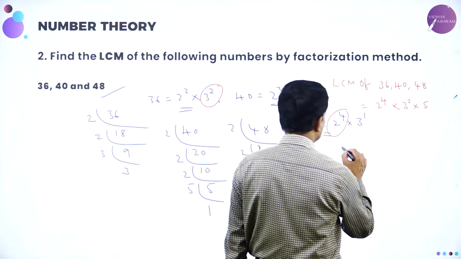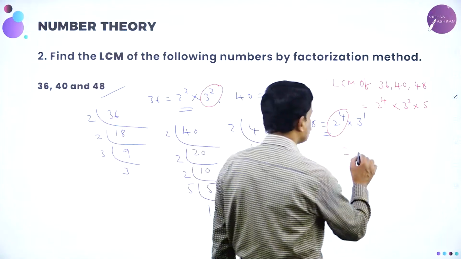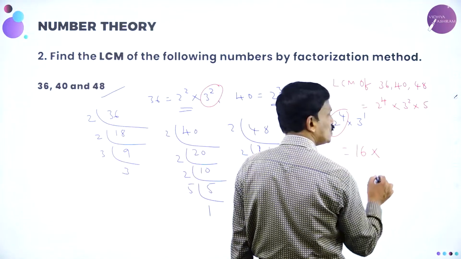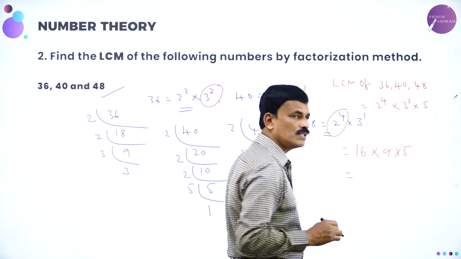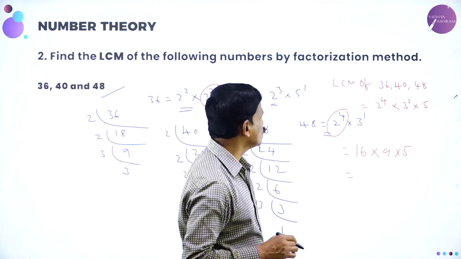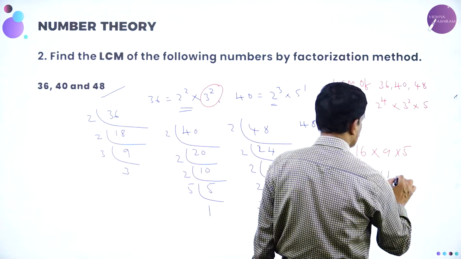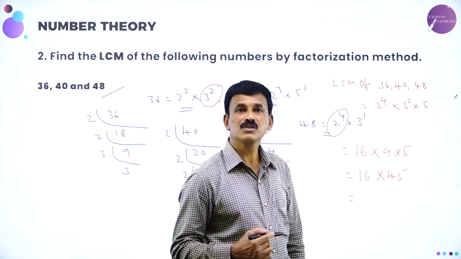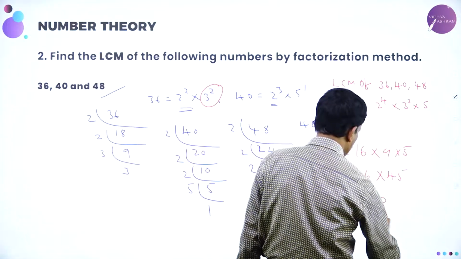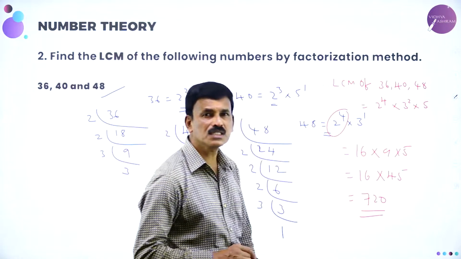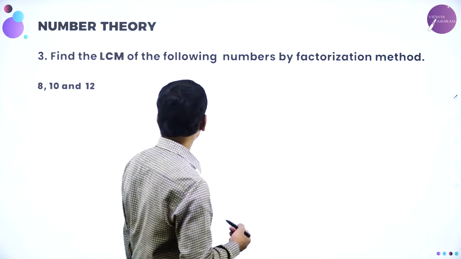So this can be written as 2 to the power of 4, 2 to the 4, 4 to the 8, to the 16, into 3 square is 9 into 5. So that is nothing but 16 into 9 into 5. 16 into 9, 5 nines are 45. So that's equal to 16 into 45, which is 720. 720 is the required answer. That's it. Okay. Now let us come to the next problem.